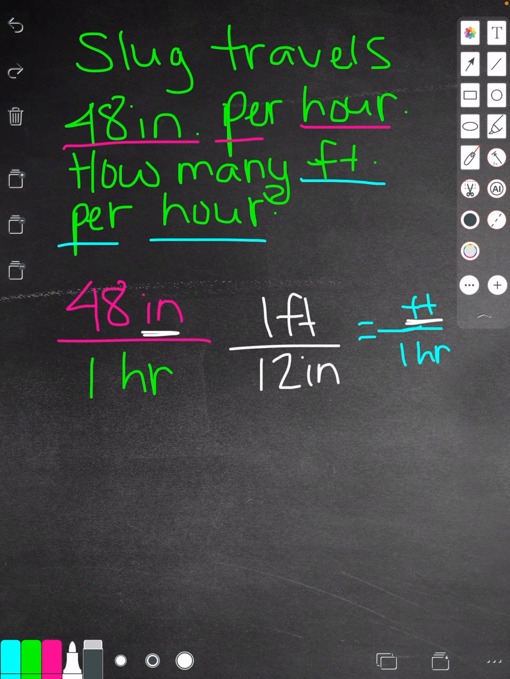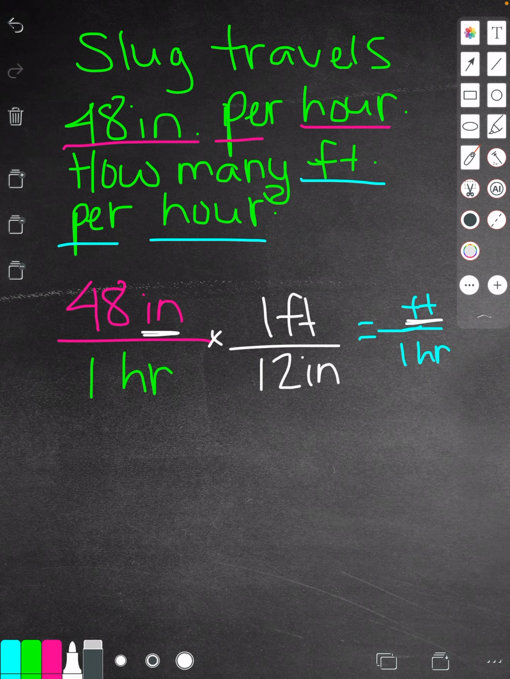Secondly, I know for a fact that if I have a measurement on the top that's the same as a measurement on the bottom, that I can cancel them out. They can totally disappear because I have one on the top and I have one on the bottom, because I'm basically multiplying and dividing by the same thing. Let's give it a shot.